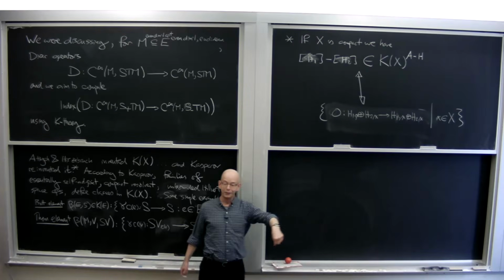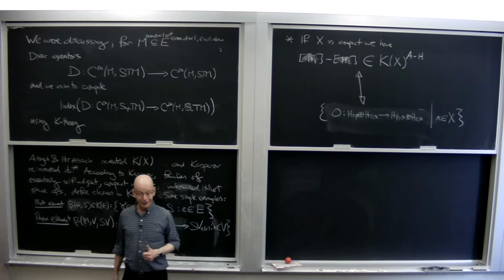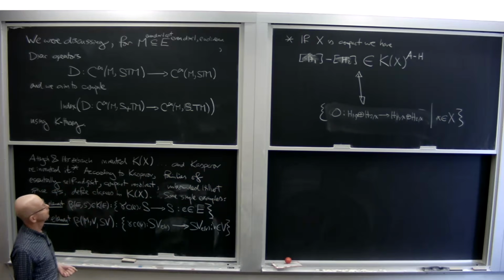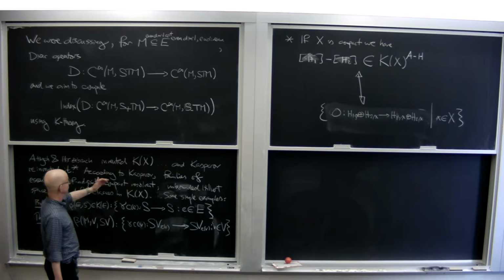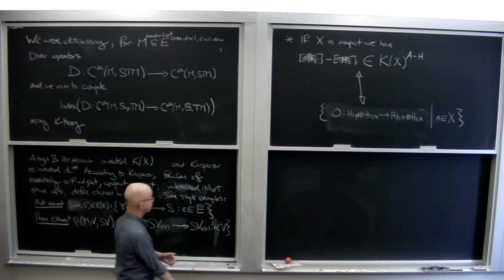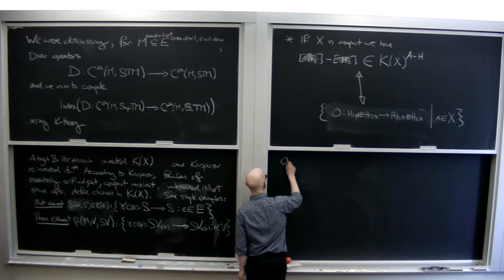So it's very easy to go in one direction, not so easy to go in the other direction. And there are extra problems when X is not compact. But if X is compact, the relationship, in one direction, between the Atiyah-Hesselbrook theory and Kasparov's theory is very easy. All right, good. And one more thing.